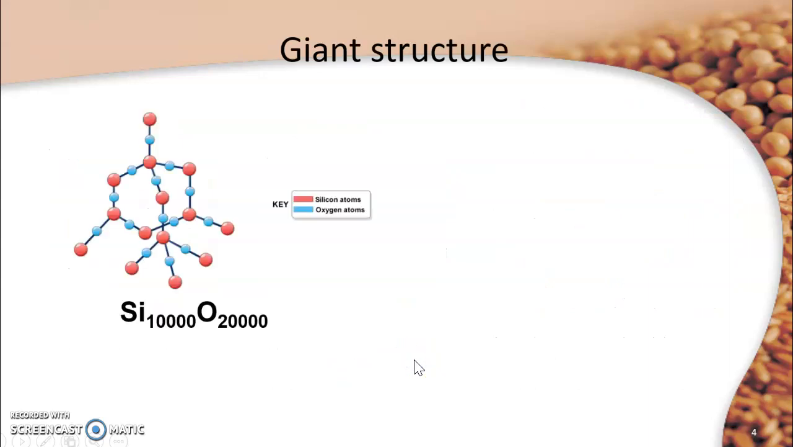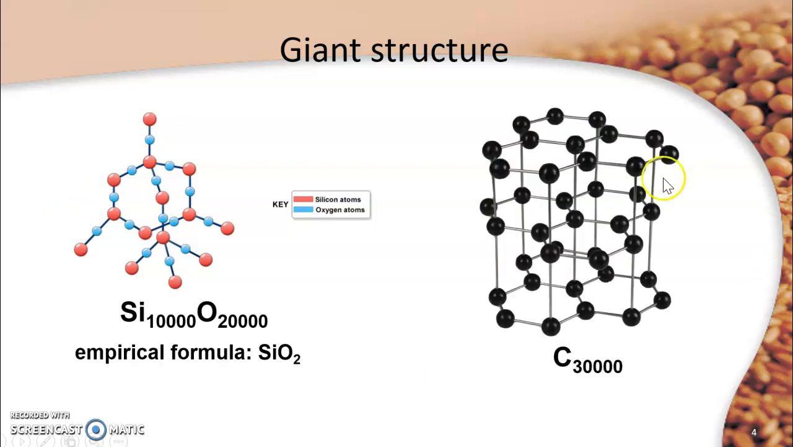Let's take a look at other structures, like silicon dioxide, which has a similar structure to diamond. Now think about it. Are you able to simplify it to its empirical formula? If you think it through, it should be SiO2 in this case. We also have graphite, which is made of many carbon atoms held together by numerous covalent bonds. So the empirical formula will just be carbon.